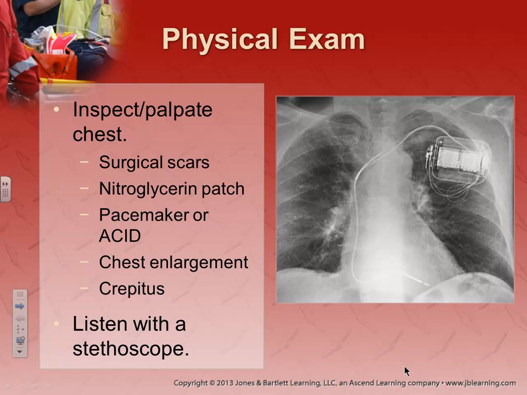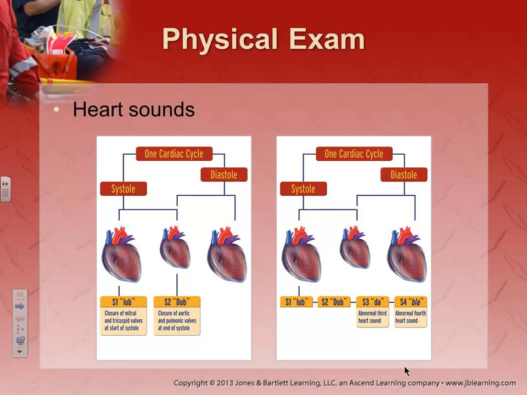Look for a nitro patch like we talked about. Chest enlargement. Crepitus, if they're trauma. We're going to listen with a stethoscope, listening for S1 and S2. What is S1? S1 and S2 is lub dub. What are we actually hearing? We're actually hearing the heart valves. S1 is the closure of the mitral and tricuspid valves.